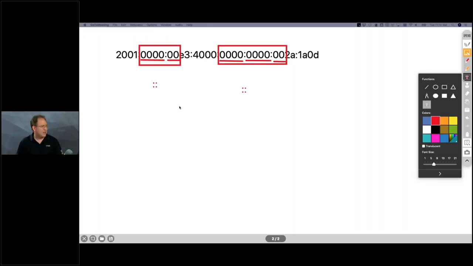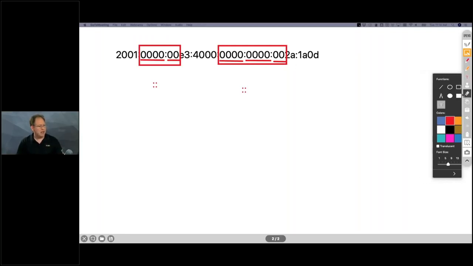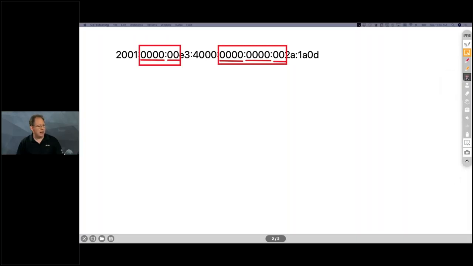So it makes sense that we would want to use the double colon against the box that's the biggest, that has the most zeros. Nothing says you can't use it against a smaller one, but remember, what's our objective here? Our objective is to shrink this address as much as possible to make it easier for us to deal with. So that being the case, we're going to use the double colon against the second box right here.